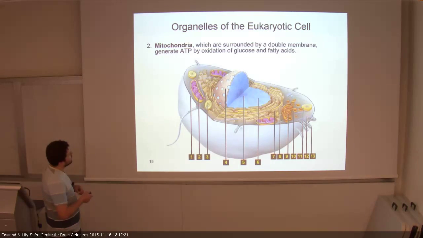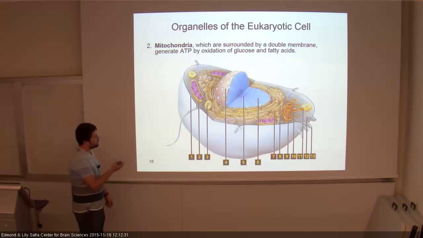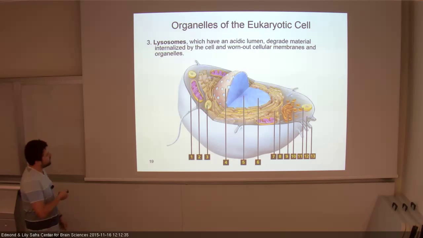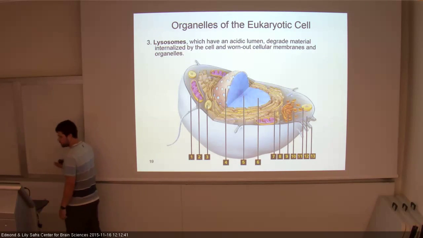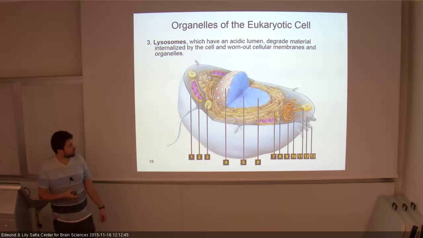You have then, in all cells, multiple mitochondria, or mitochondrion, which is also surrounded by a double membrane, and this is, as I told you, the power plant of the cell. You have the lysosomes, which are in charge of degrading worn out cellular membranes or proteins or extracellular proteins.